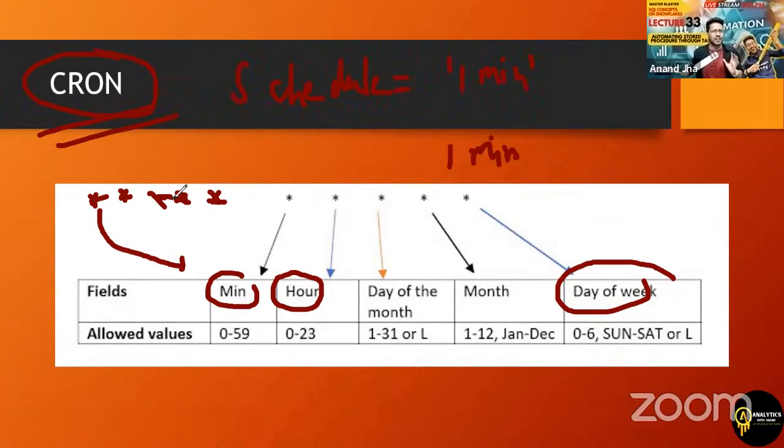Next. So this one, everyone understood cron expression. Cron expression is nothing but your date and time: which day of the week, which minute, which hour, which time zone, and what accordingly. We'll see when we go into the lab.